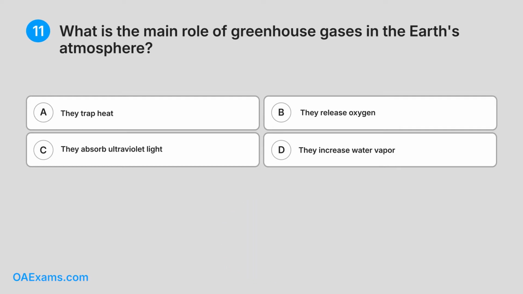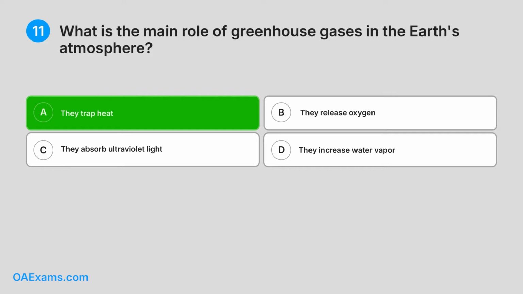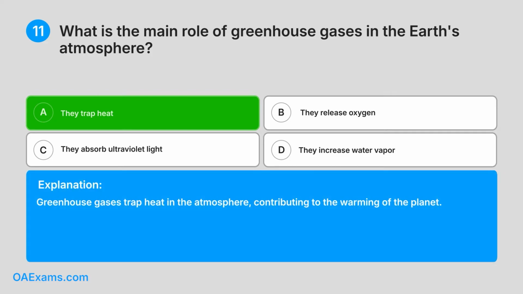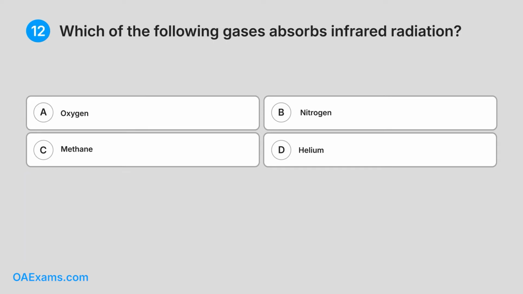Correct answer. A. They trap heat. Explanation. Greenhouse gases trap heat in the atmosphere, contributing to the warming of the planet. 12. Which of the following gases absorbs infrared radiation?